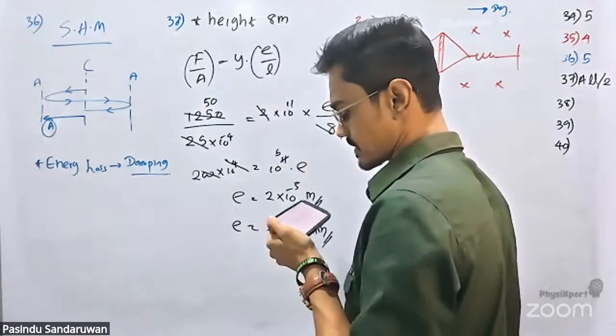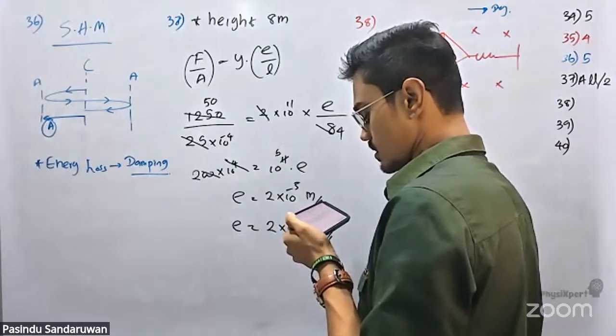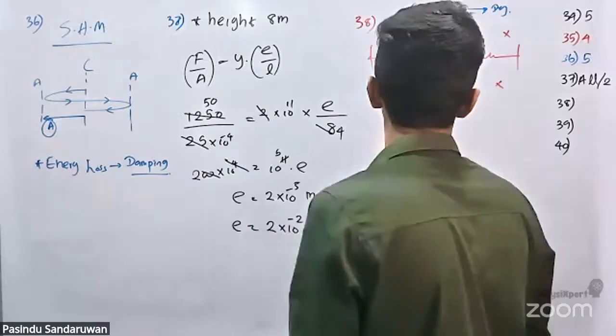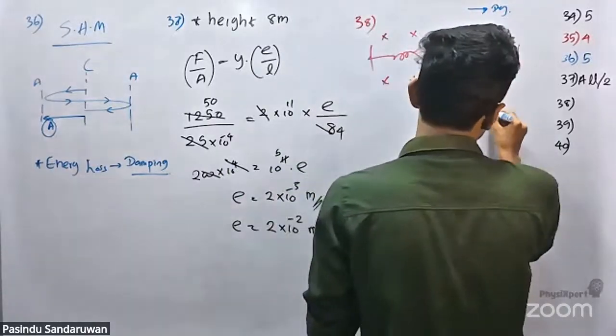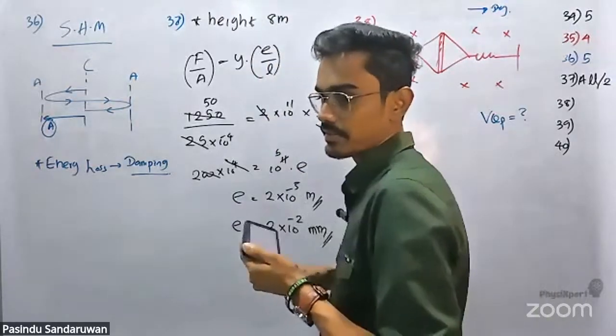Which graph represents the variation in potential of Q in one oscillation relative to P? Potential at Q relative to P, we need this, VQP.